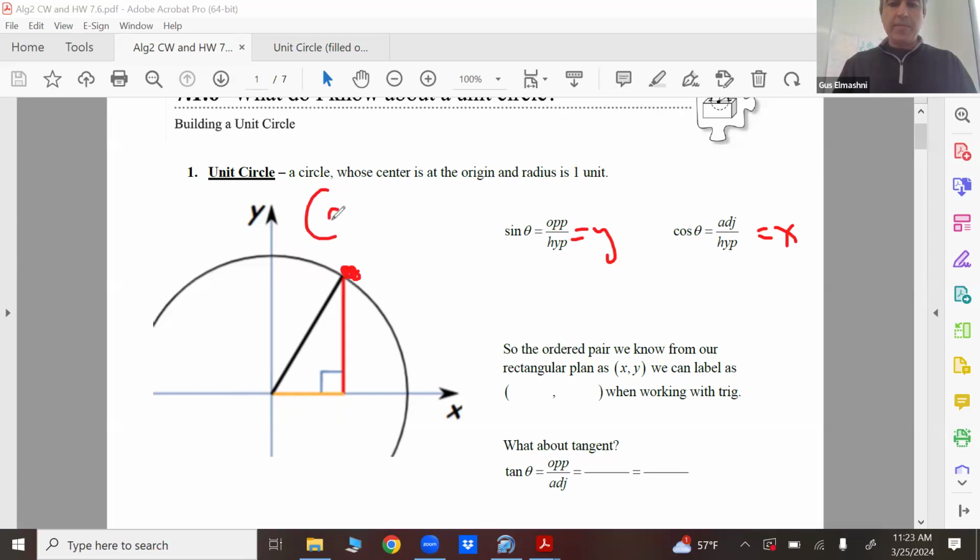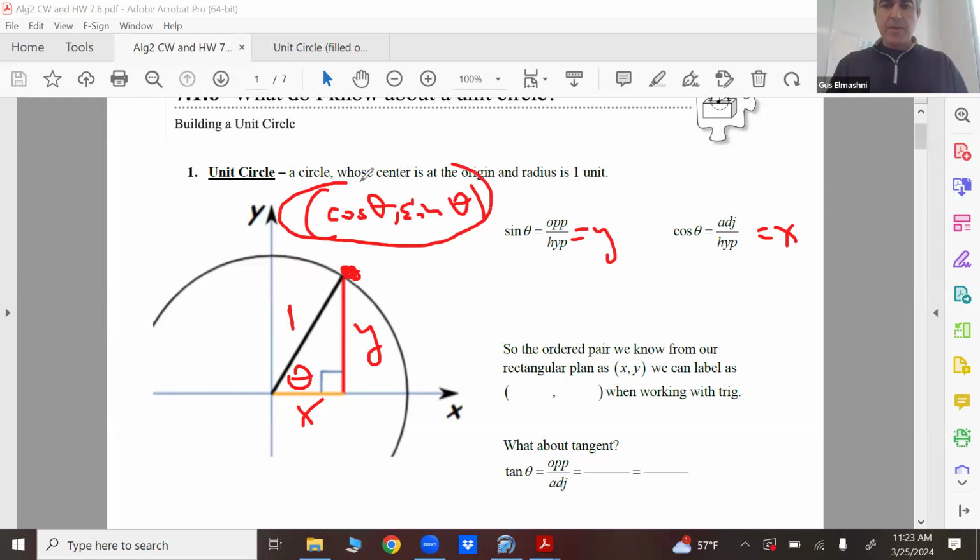So this right here is cosine theta, and that's sine theta. And this right here is a length of 1. This is x, this is y, and that's theta. We know all those things. And again, the ordered pair, we know from our rectangular plane, which is x, y, can be labeled as I already did it for you guys. It's right here. I don't need to write it again. It's the same thing, right? Same thing. What about tangent?